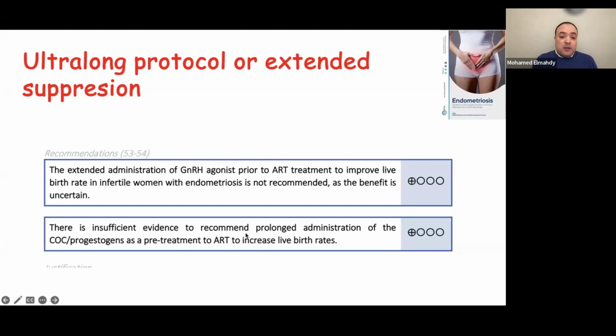Also, there is insufficient evidence to recommend the prolonged administration of COC or progesterone as a pre-treatment before ART in order to increase live birth rate. I think prolonged suppression by progesterone or COC leads to endometrial atrophy and very thin endometrium. So when you prepare the patient for embryo transfer, I think you face another problem, which is persistent thin endometrium, thin endometrium resisting medications.